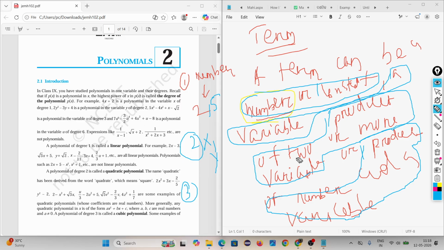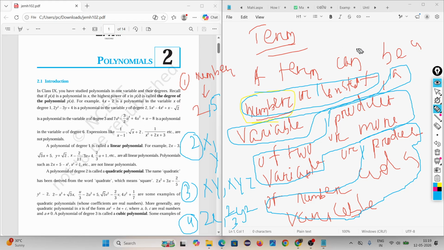Number three, product of two or more variables. Product of two or more variables means x is a variable, y is a variable. If you multiply this, this is also a term. x, y, z is also one example of a term. Then four, product of a number and a variable: 2x, 2y, 3y square.